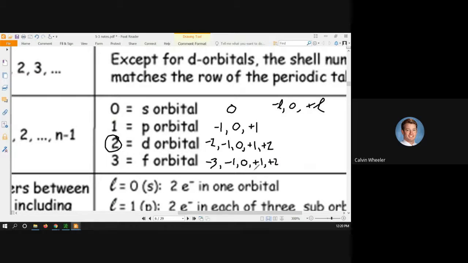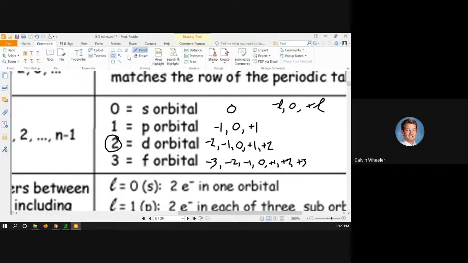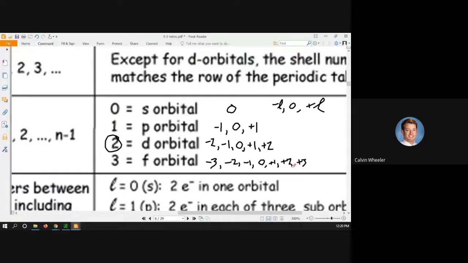Oh, I skipped one. Okay, so -2, -1, 0, +1, +2, and +3. It should make sense that as the orbital shape gets more complex, so does its orientations.